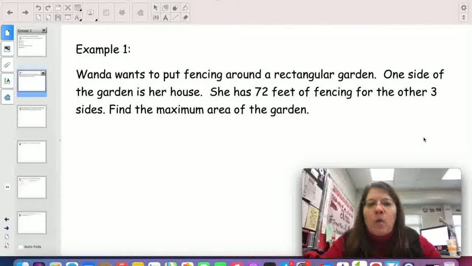For example 1, Wanda wants to put fencing around a rectangular garden. One side of the garden is her house. She has 72 feet of fencing for the other 3 sides. Find the maximum area of the garden.